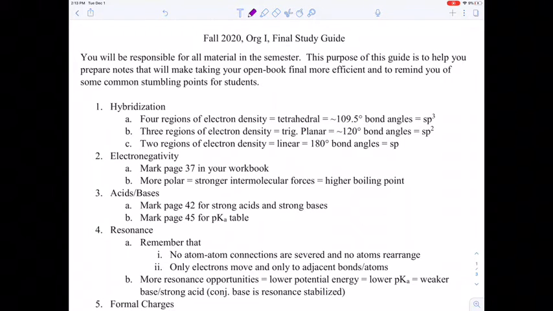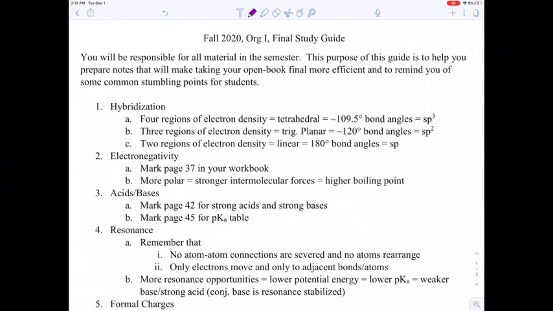Just a reminder that the final will cover everything from the semester. So this study guide doesn't go over everything that could be on the test. This is more to help you make some notes. It will help you be ready to take an open book final and be more efficient in that, and to remind you of some of the common stumbling points for students.